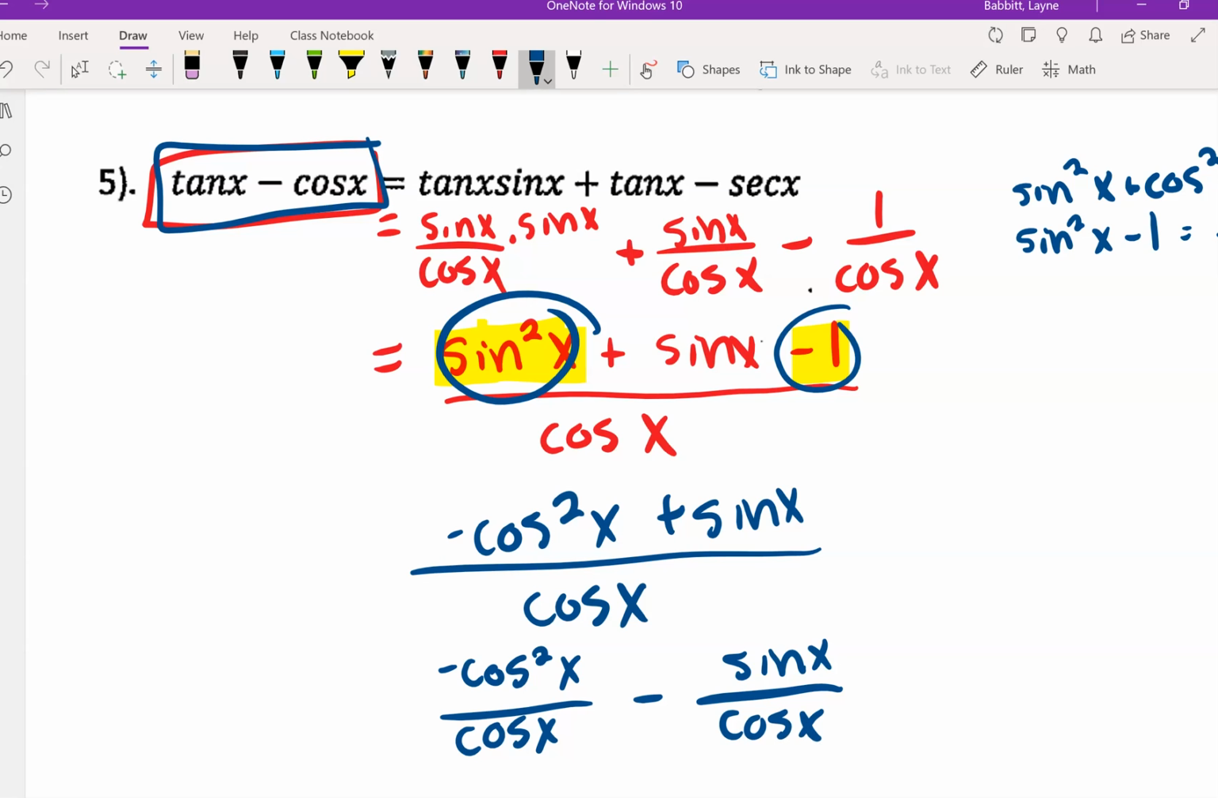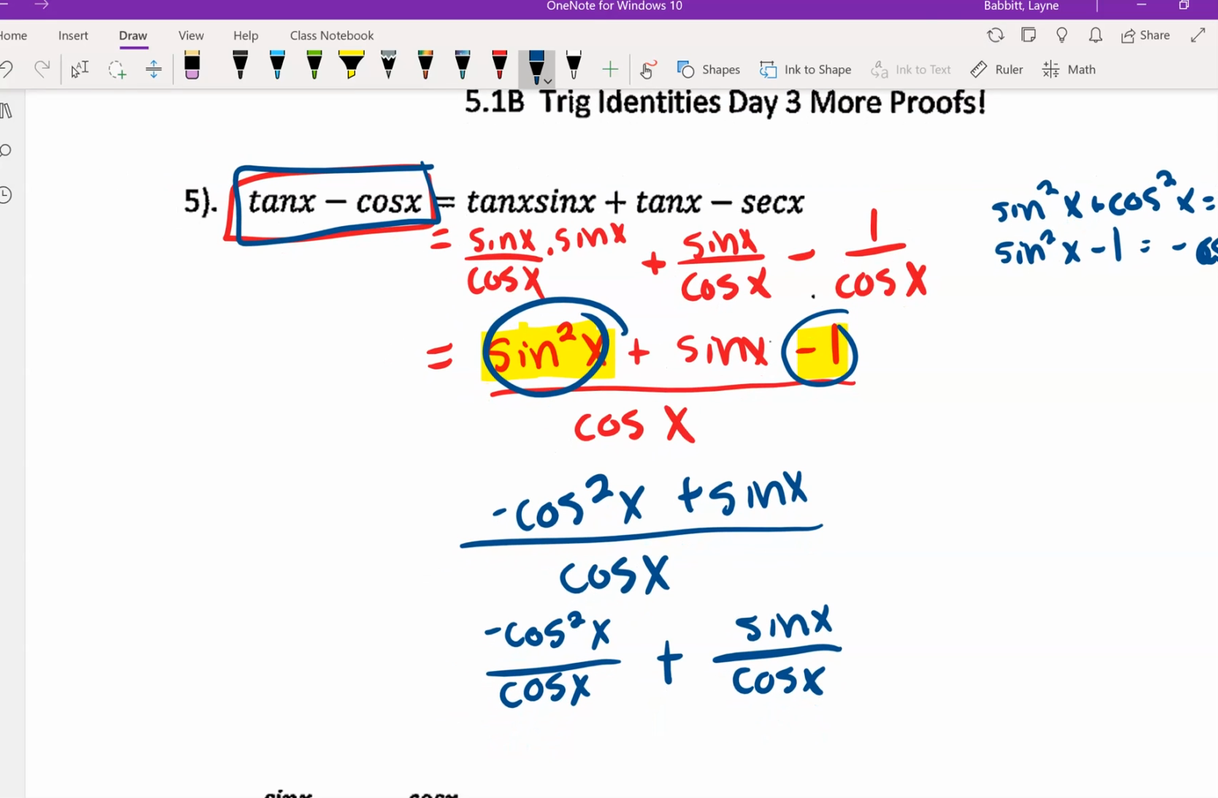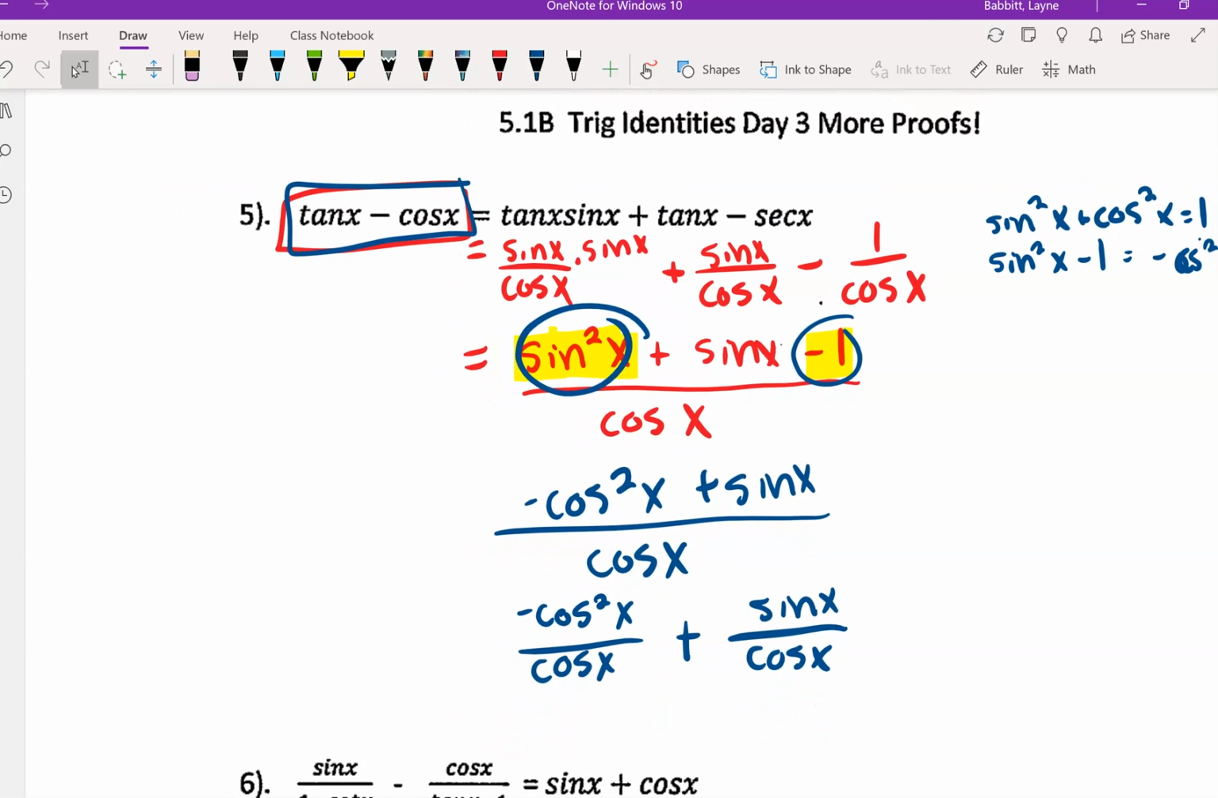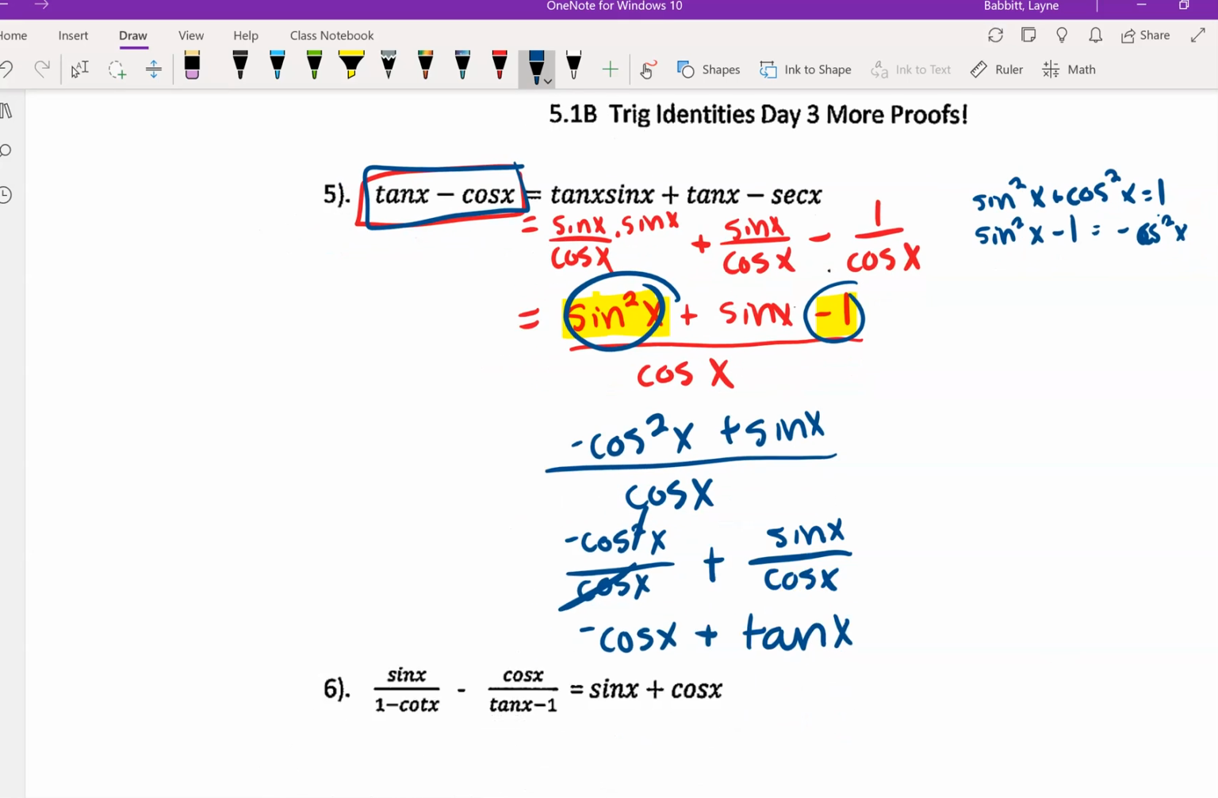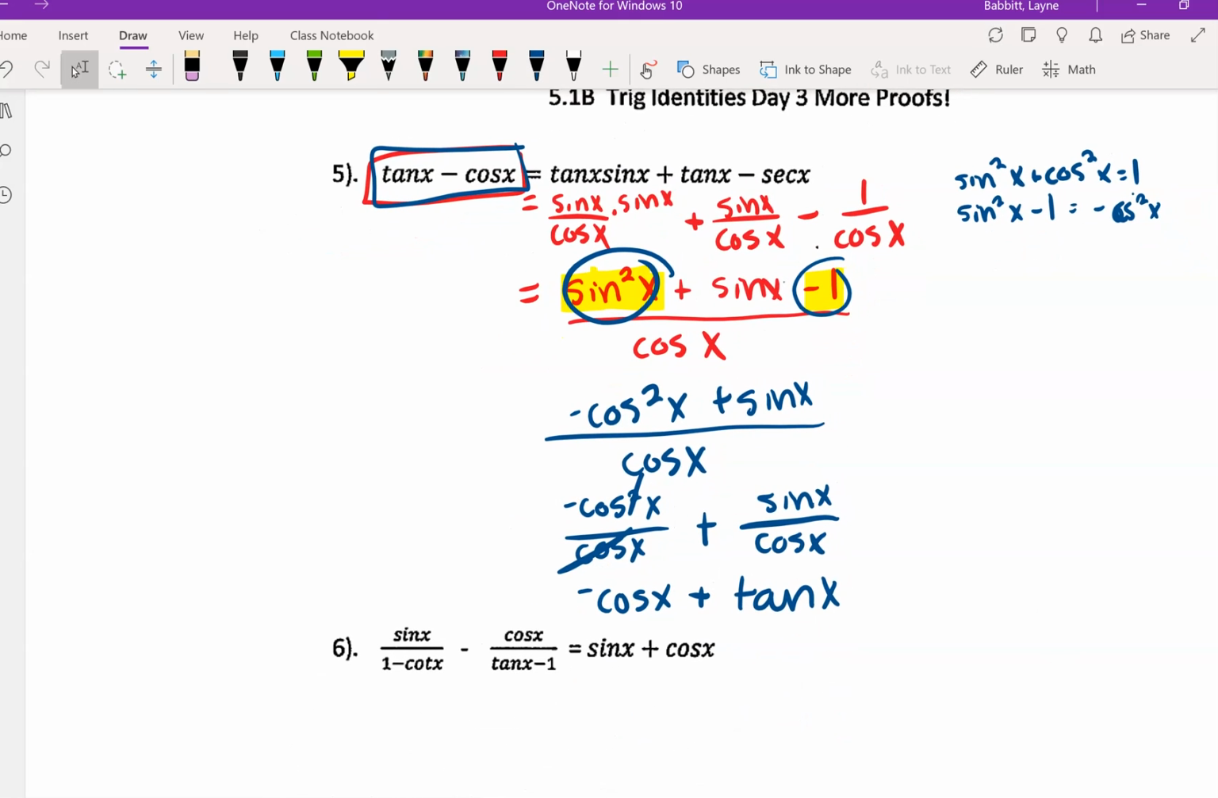Sorry, that was supposed to be plus. Alright, cosine squared x over cosine, well that's 2 cosines on top, 1 on bottom. Those are going to cancel to just 1 cosine on top. So this is going to be negative cosine x plus, and then remember sine over cosine is the same thing as tangent. Which is the same thing, just not in the right order. So let's rewrite that as tangent x minus cosine x, which is what we wanted it to be.